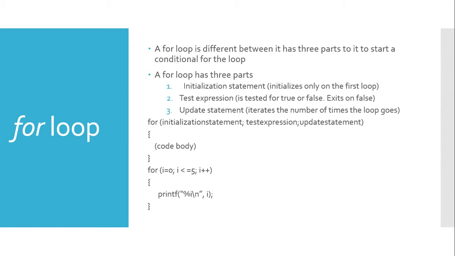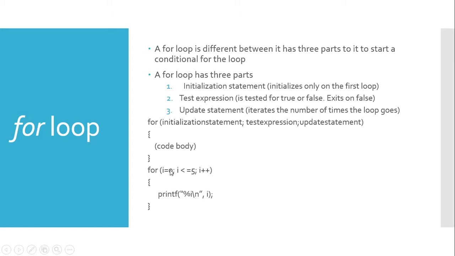All right, so the last thing we're going to look at here, the last loop, is the for loop, okay? So the for loop is different because it has 3 parts to it to start a conditional for the loop. It starts with the initialization statement, okay? So if we look at the bottom here, initialization statement, test expression, and the update statement, okay? So the way that looks is, let's say initialization, int i = 0. So i is equal to 0, that's your initialization statement.